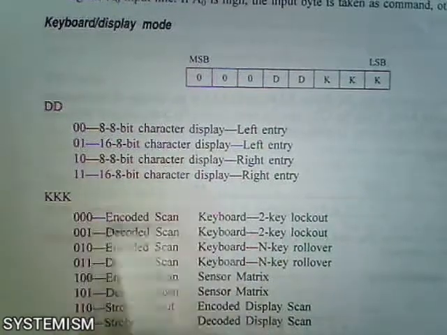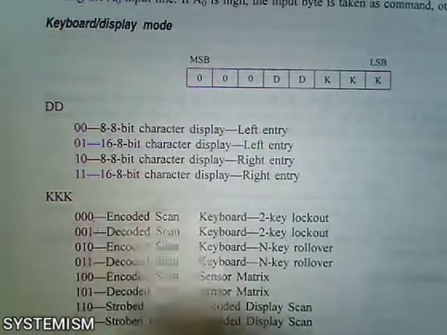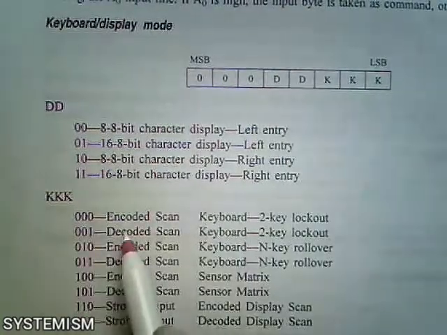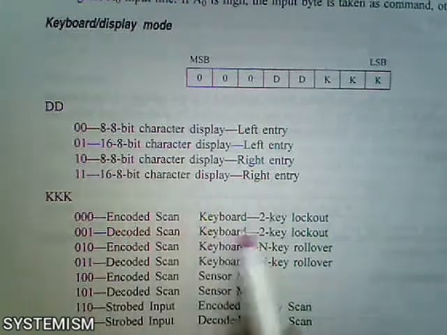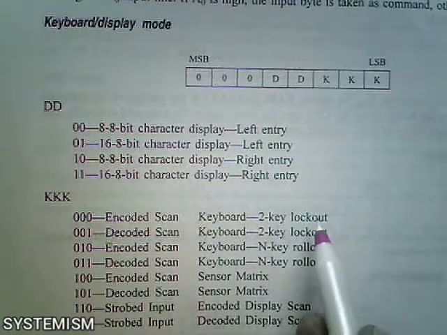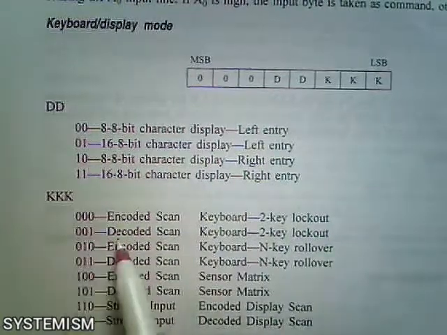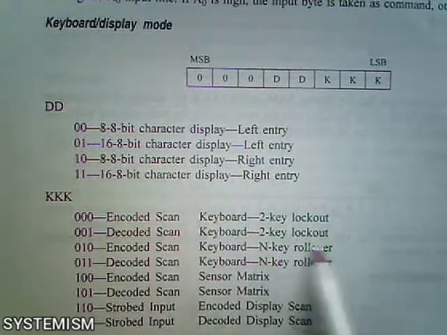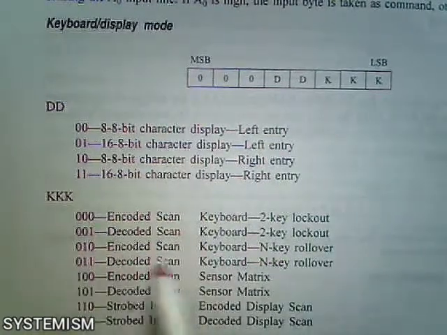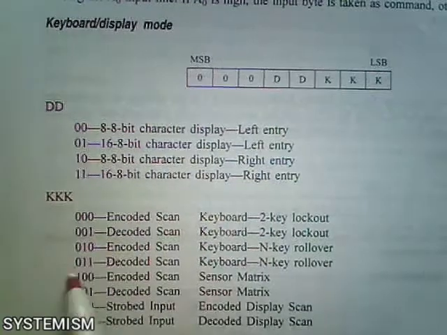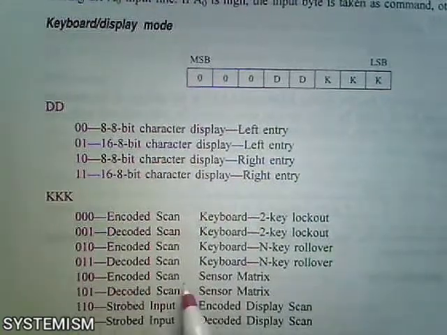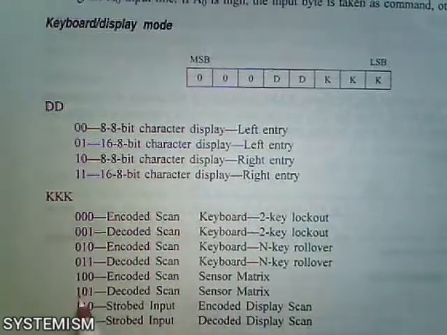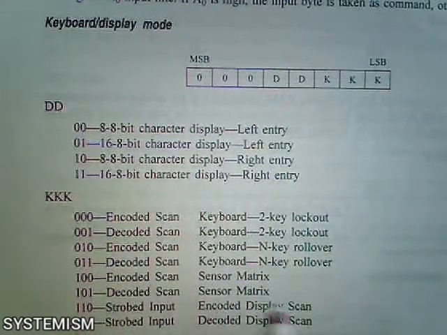So KKK is, if you put 000 here, then you are specifying that the 8279 should work in encoded scan keyboard mode with 2 key lockout. So 001 means decoded scan with 2 key lockout. 010 means encoded scan with N key rollover. 011 means decoded scan with N key rollover. 100 means encoded scan with sensor matrix. 101 means decoded scan with sensor matrix.